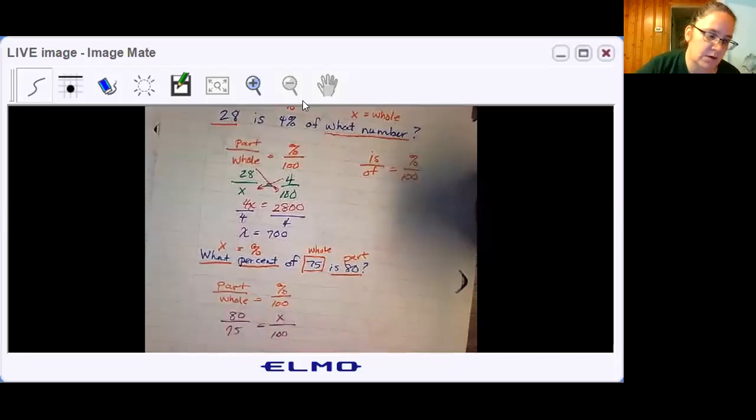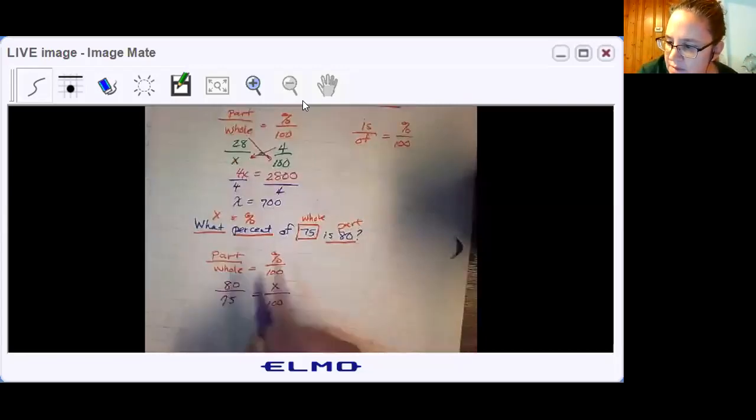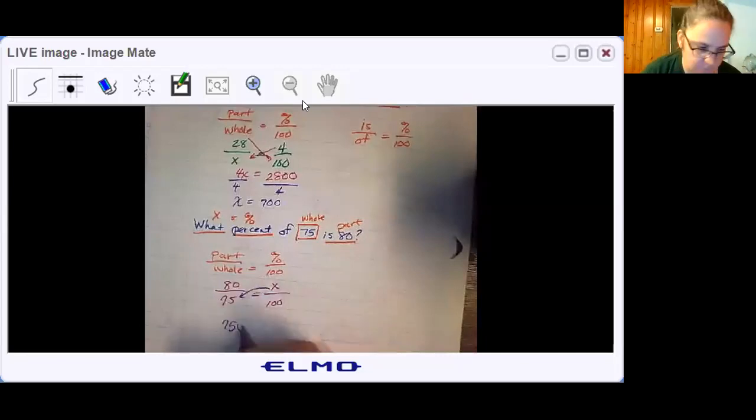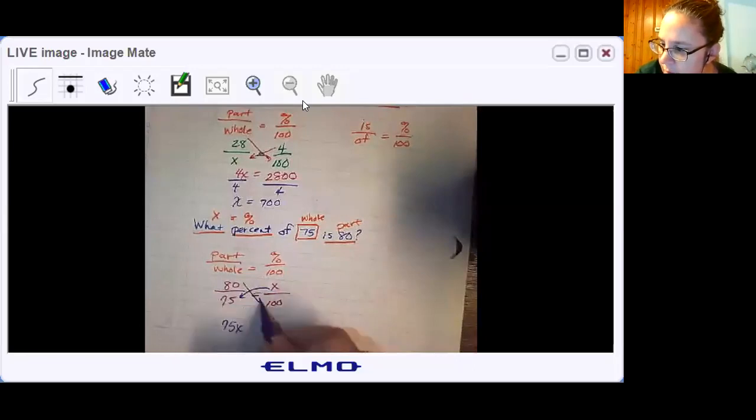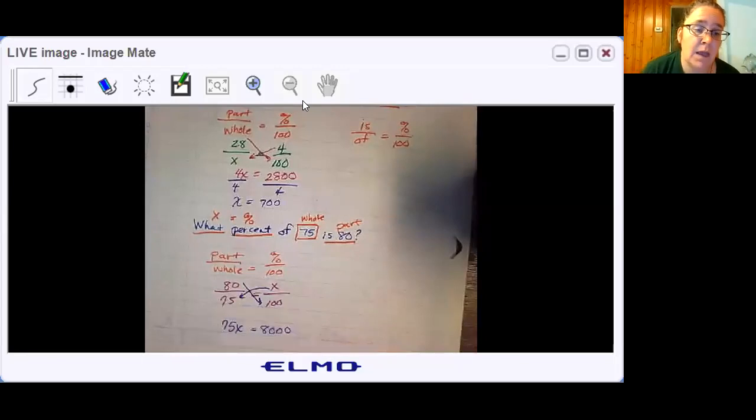So now we can cross multiply. X times 75 is 75x. 80 times 100 is 8,000. That's an 8 with 3 zeros. Now we're solving for x.